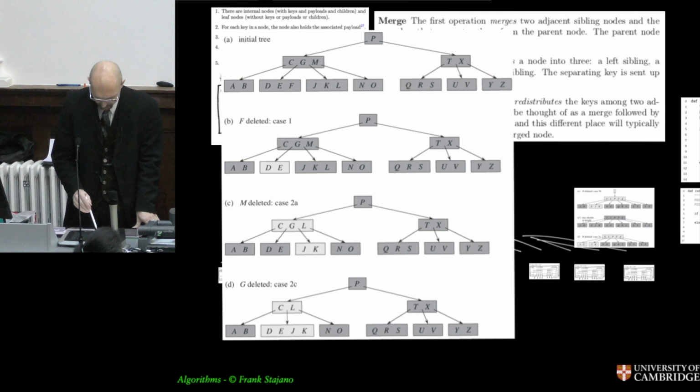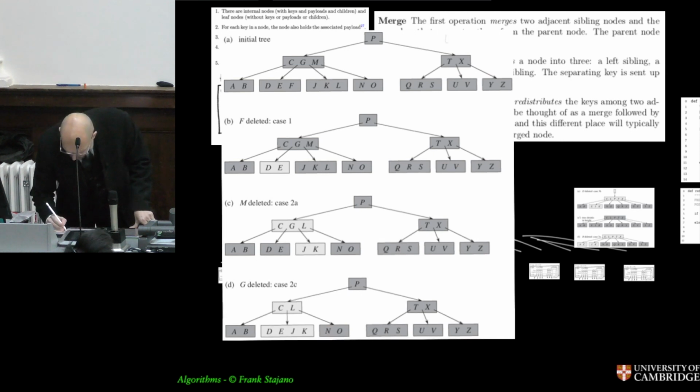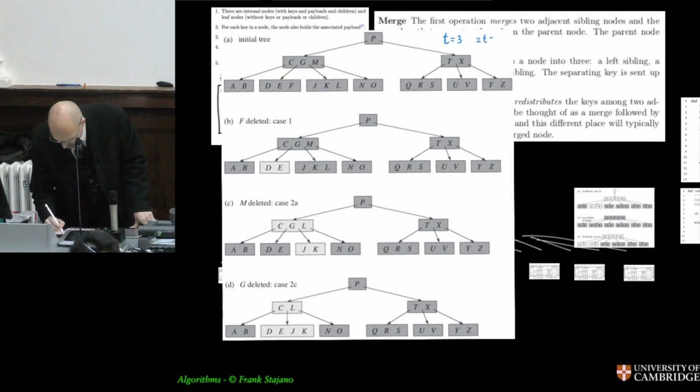So here's a B tree with T. Looks to me like I should actually make a note of this before bringing it here, but it looks like T equals 3, the minimum number of children, and therefore the maximum number of children is 6. And so the minimum number of keys is 2, and the maximum number of keys is 5.